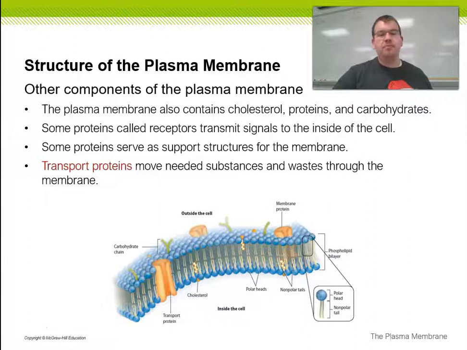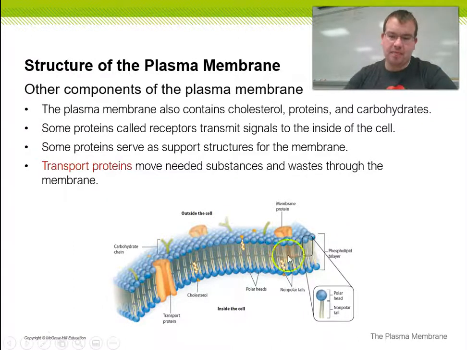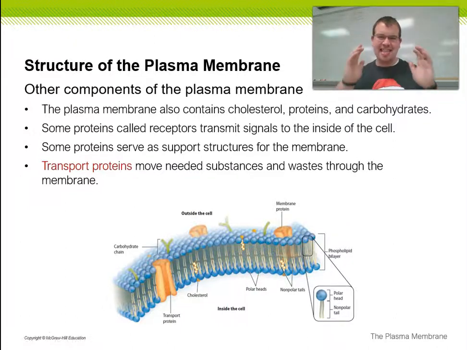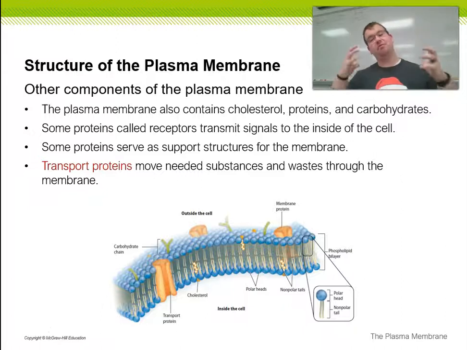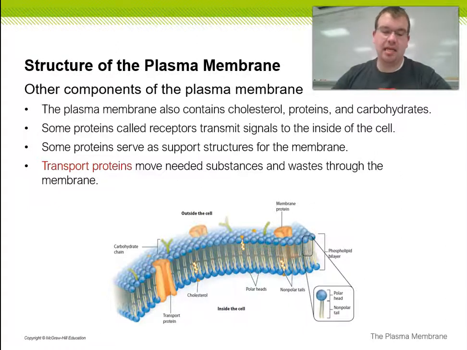Now, this is where these things come in. What we first have are proteins that can be called receptors, and they transmit signals to inside the cell. So what can happen is, with a protein like this membrane protein, something attaches to it and it sends a signal. It has that ability for one thing to attach, send the signal, and whenever it does that, it can carry out a chain reaction until something takes place. So that's one use for the proteins. Another one, they serve as support structures for the membrane. So they give support to the plasma membrane.